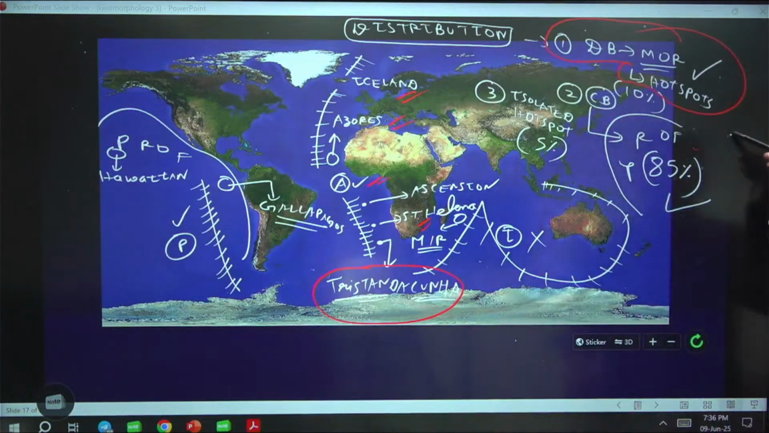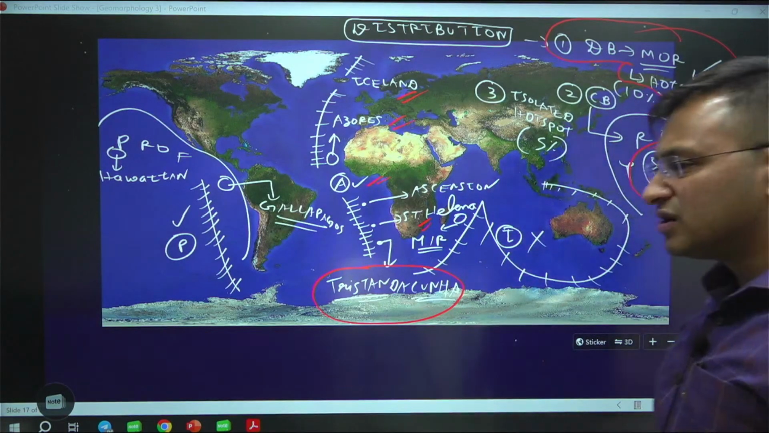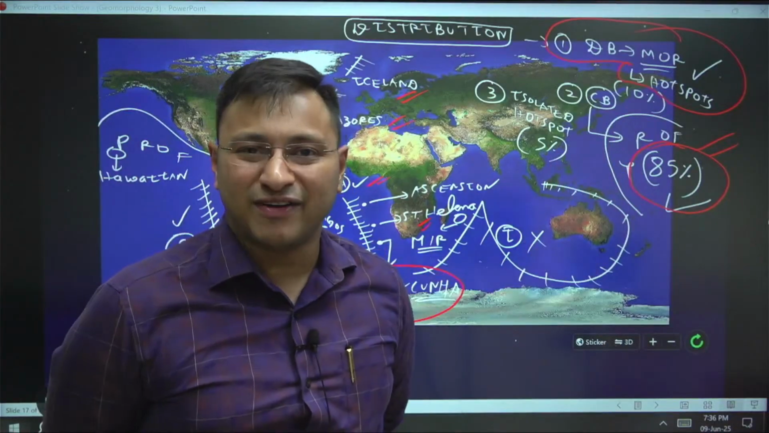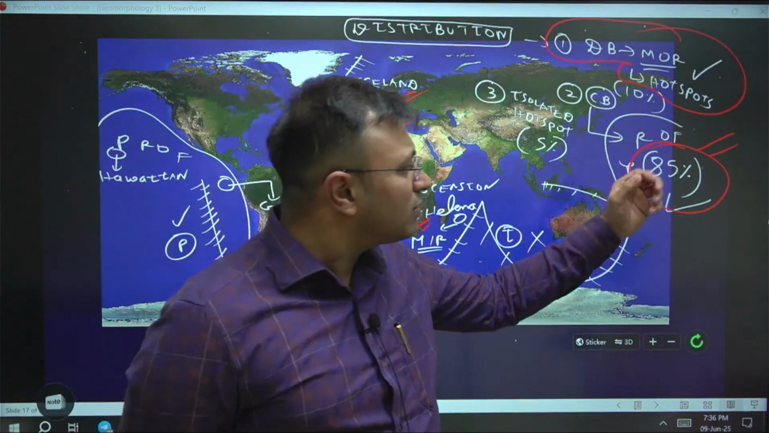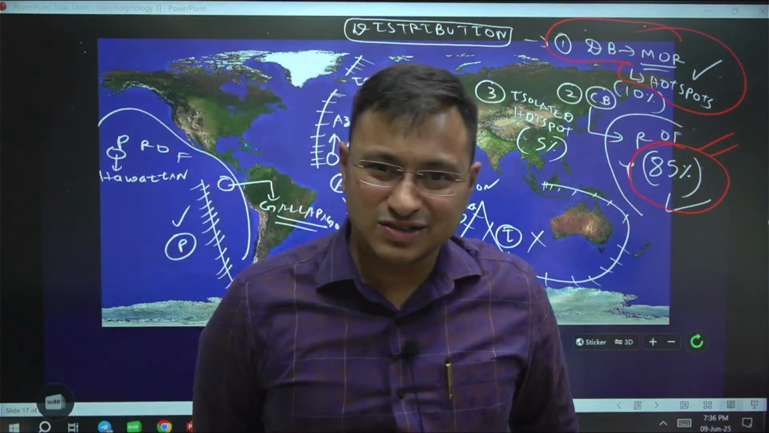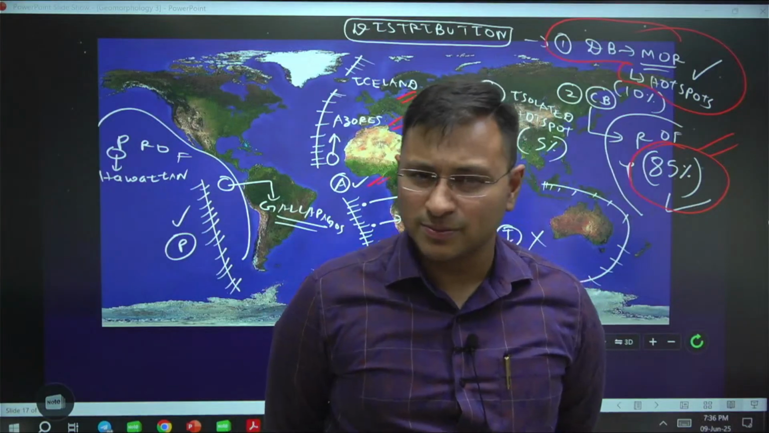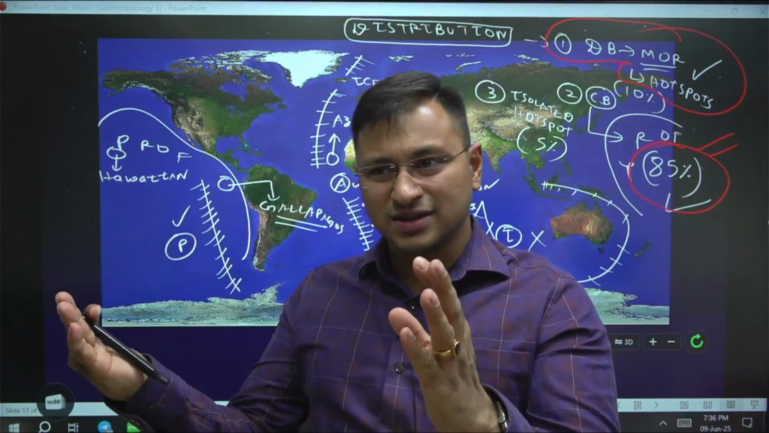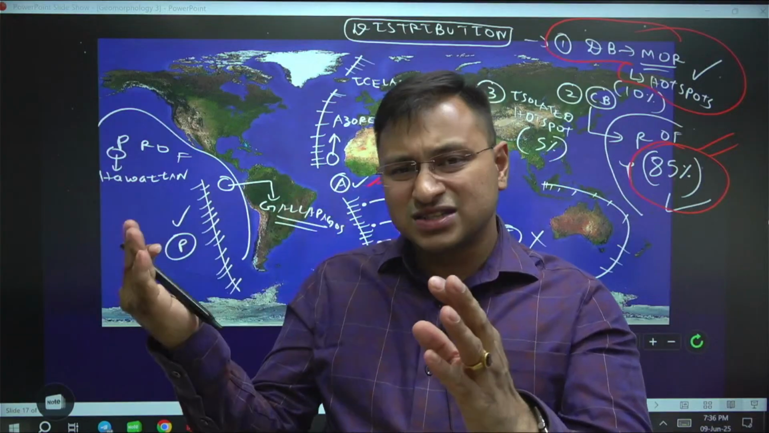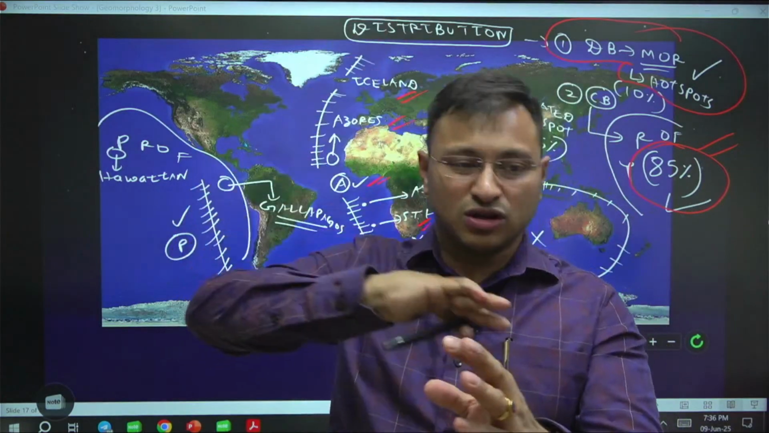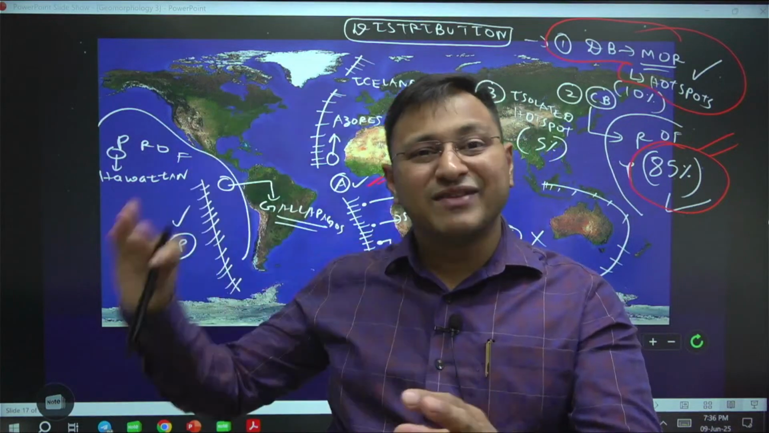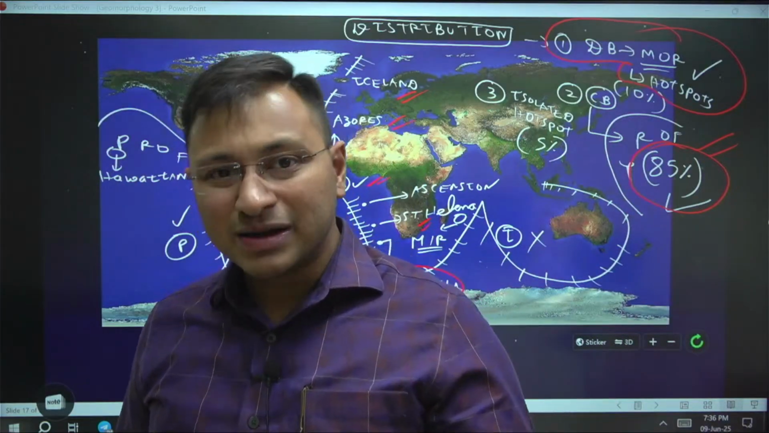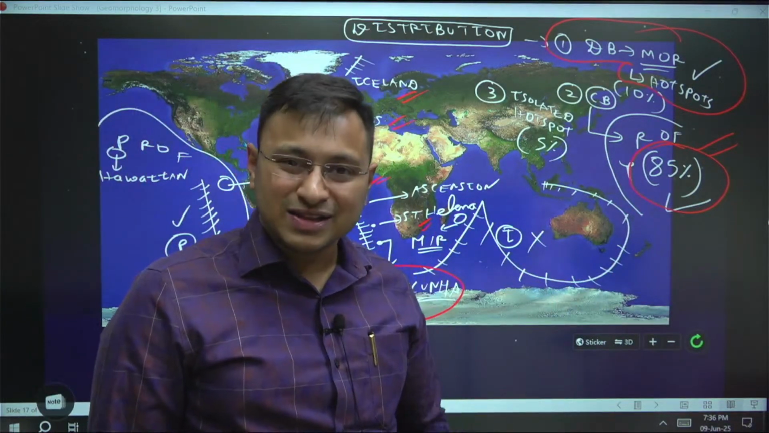But where will the majority of the volcanoes be distributed? The majority of the volcanoes will be distributed along the Pacific Ring of Fire, PROF. Why, sir? Because along the Pacific Ring of Fire, you are going to have subduction margins. Subduction margins in the sense that the Pacific Ocean has subduction margins on the west, on the east, and on the north. Combined, this belt has subduction margins. So whenever you have subduction margins, naturally you will have the associated volcanism and the associated earthquakes.